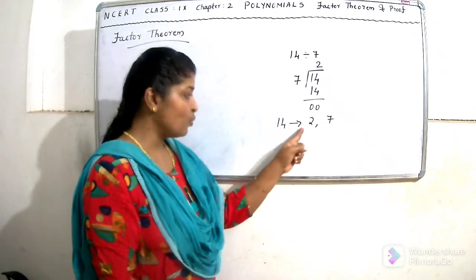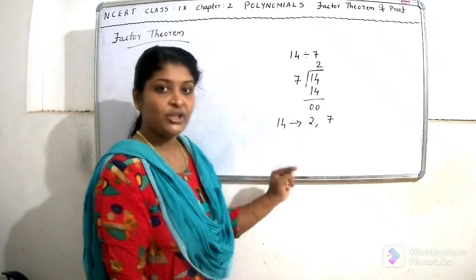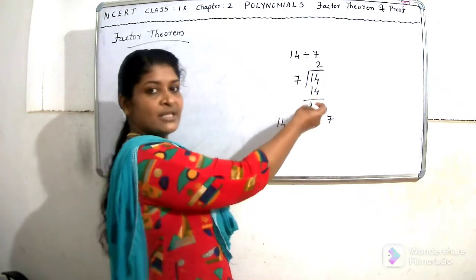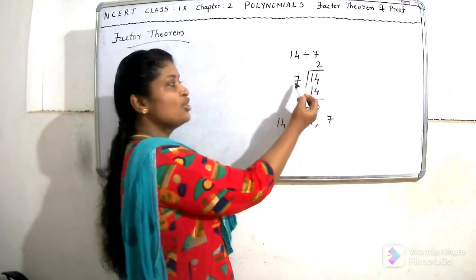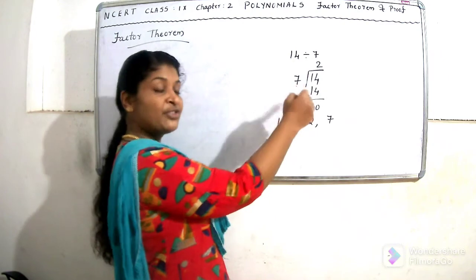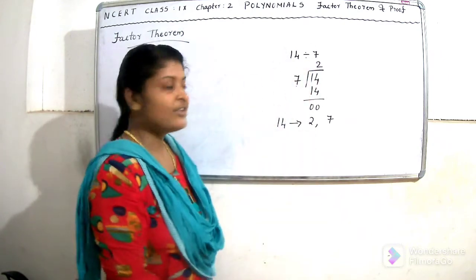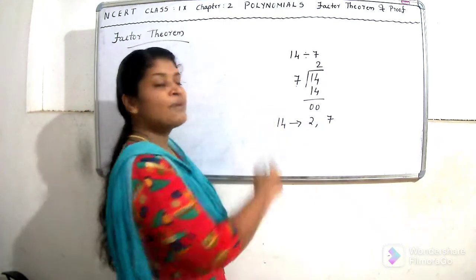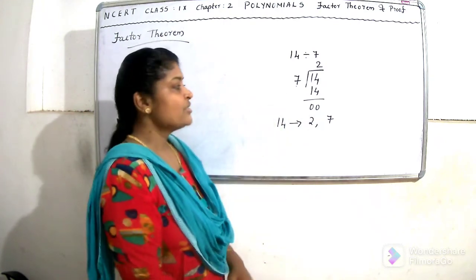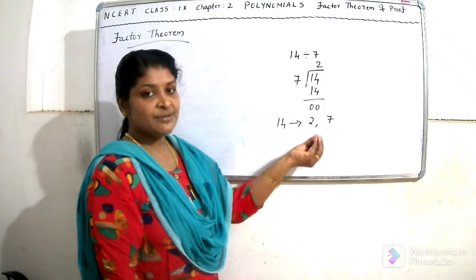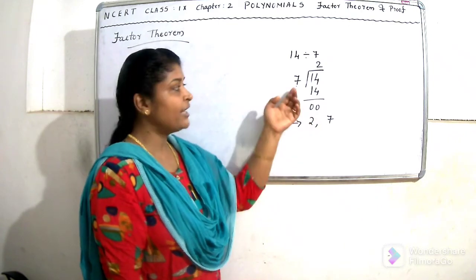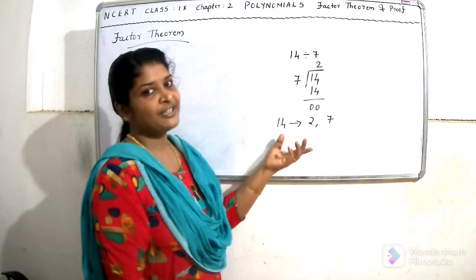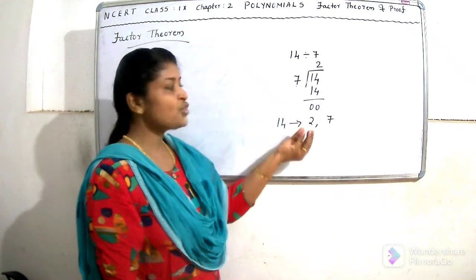More factors are there. 1 is also the factor. 1 is the factor of all the numbers and 14 is also the factor. In this particular division, which are the factors? 7 is the factor, and if we are dividing with 2, the quotient is coming 7, so we can say 7 is also the factor of 14. What is the reason? Because the remainder is coming 0. So when exactly divisible numbers occur, the quotient and the divisor both are the factors. So this concept we know.